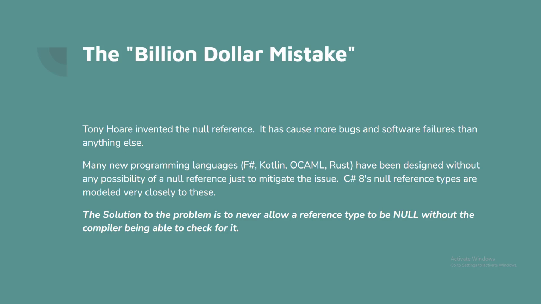I've written, the solution to the problem is to never allow a reference type to be null without the compiler being able to check for it. That's not the latest version of that, I don't think. I meant to say it should never be allowed to be null unless you intended it, and the compiler should be able to verify that. So there are instances where you might still use null, but you want the compiler to be able to tell you if that's doing what you intended. So we have to give the compiler these hints so that it can do that.